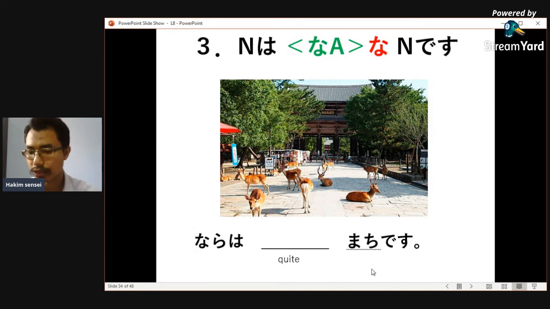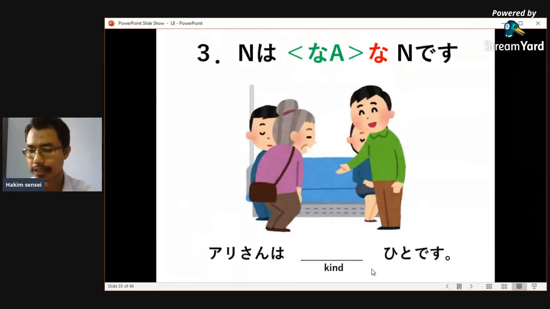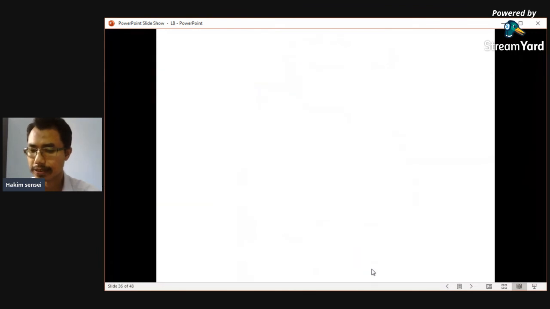So what you can do here: Nara wa shizuka na machi, maintaining the na character. Same case: if you want to say Ali-san is a very kind person, Ali-san wa shinsetsu na hito desu. Okay, that finishes the third session.